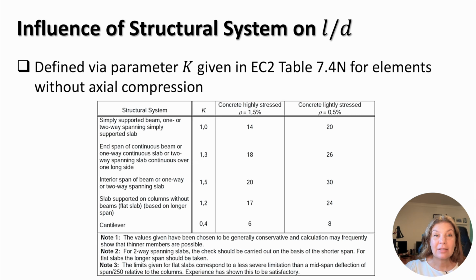The parameter K considers the effect of the structural system on the basic span-to-depth ratio limit. The value of this parameter is defined in table 7.4n of Eurocode 2. For example, K equals 1 for a simply supported beam or slab. In the case of a continuous beam or slab, K equals 1.3 or 1.5 depending on the location of the span considered. Table 7.4n also gives the value of the basic span-to-depth ratio limit for two characteristic values of reinforcement ratio and different structural systems.